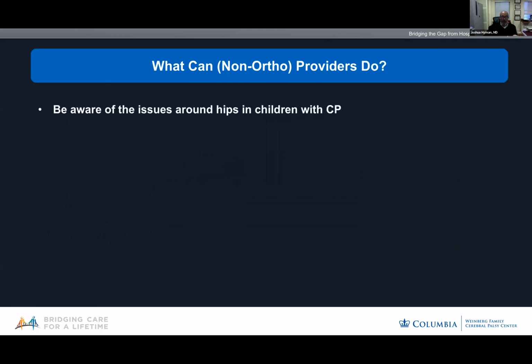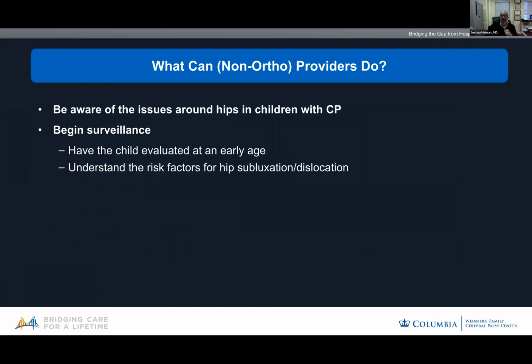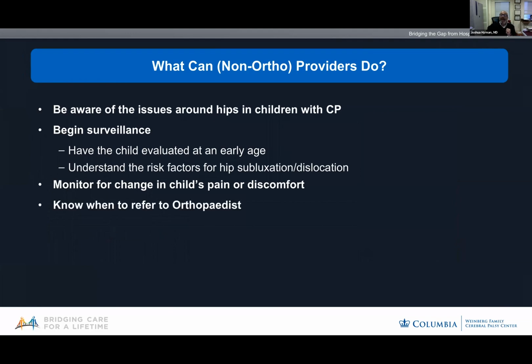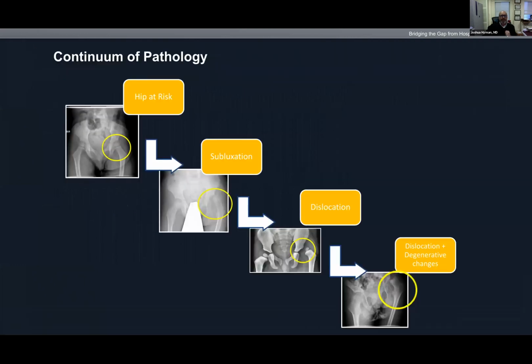Well, first of all, be aware of the issues around hips in children with cerebral palsy. Begin surveillance when you first encounter the children. Surveillance really should begin in infancy or toddlerhood, so these children need to be evaluated at an early age. Monitor any change in their pain or discomfort, and then know when to refer. That would typically be when there are significant changes in pain, discomfort, function, or range of motion. And again, always listen to the parents because they often are most attuned to these changes.